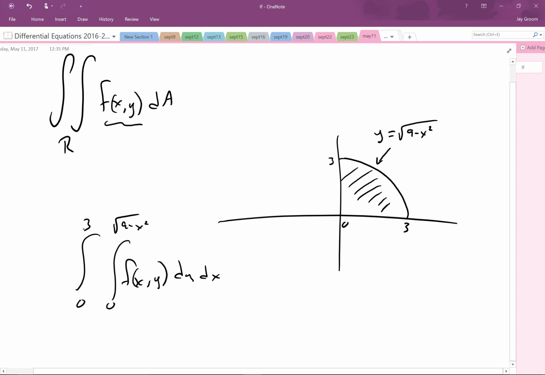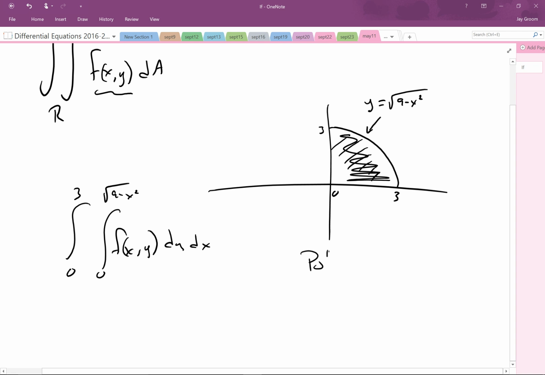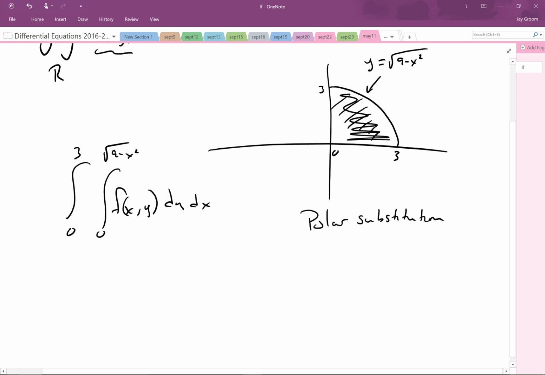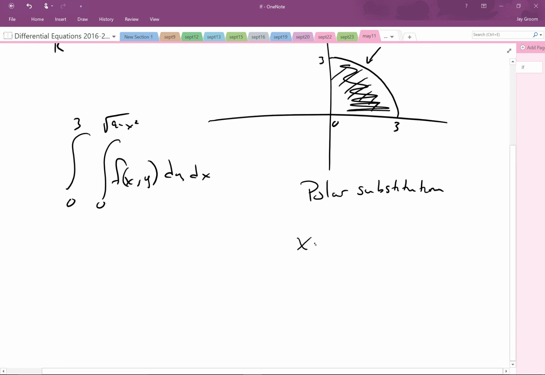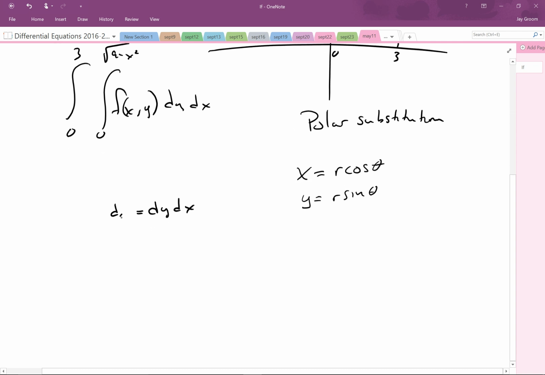That would totally work. But today, we're going to talk about when it's a circular region like so, a better way to do it is polar substitution. The idea here is I can trade out x for r cosine theta and y for r sine theta. At first it doesn't look easier, but it is. I promise you. And then, of course, we need to trade out our dy dx, which is a d area.